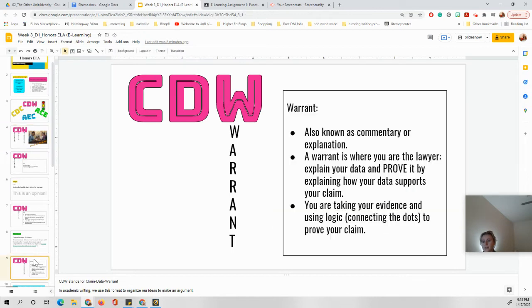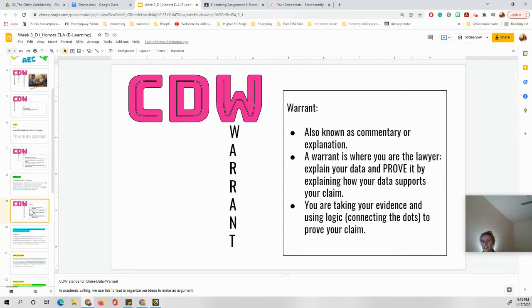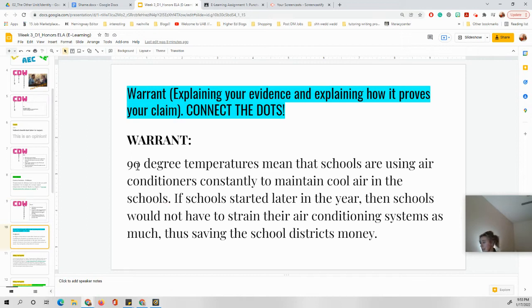So let's review with a warrant. Your warrant is explaining your evidence and explaining how that evidence proves your claim. So it's doing two things there: explaining your evidence and proving your claim. So let's see your example. Let's see how I explain my evidence here. 90-degree temperatures mean that schools are using air conditioners constantly to maintain cool air in the schools. If schools started later in the year, then schools would not have to strain their air conditioning systems as much, thus saving the school districts money.